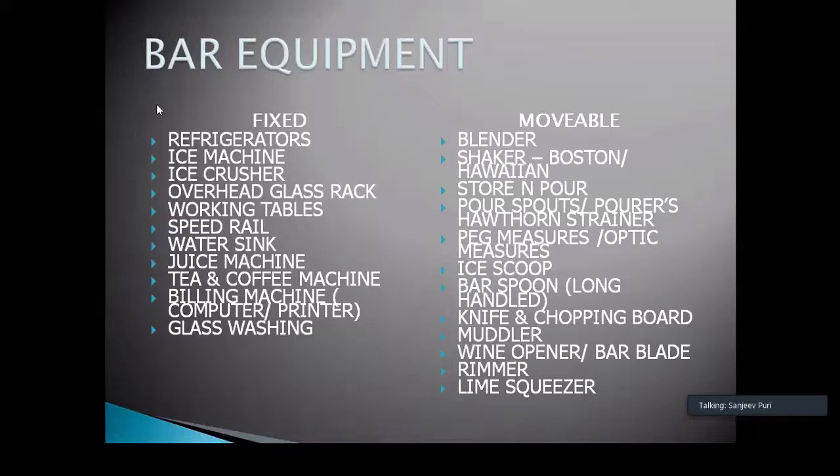Peg measures: normally in India, the standard measure is 60 ml on the large side and 30 ml on the other. So one peg measure is going to solve the purpose for both. Then we have the ice scoops, used for taking the ice out of your ice bins and pouring into the drink. It is not suggested that you use your hands for pouring the ice. Then we have the bar spoon. It is long handled and can be used for many purposes.